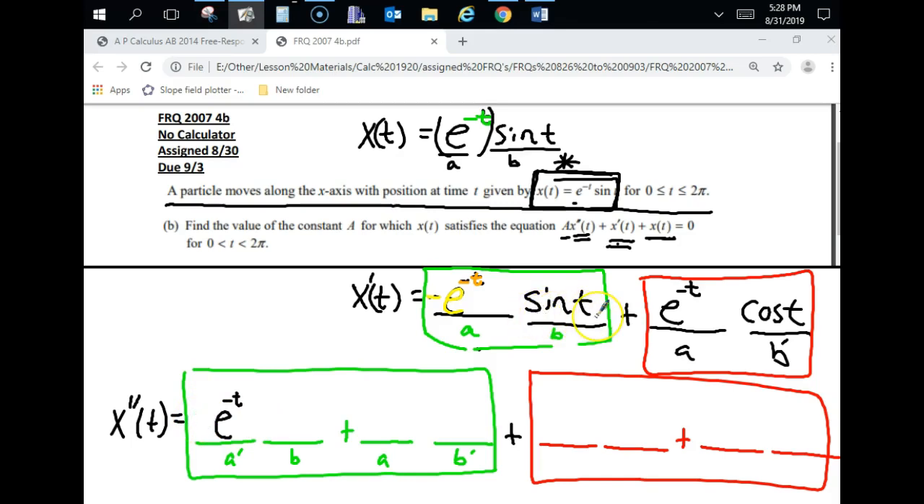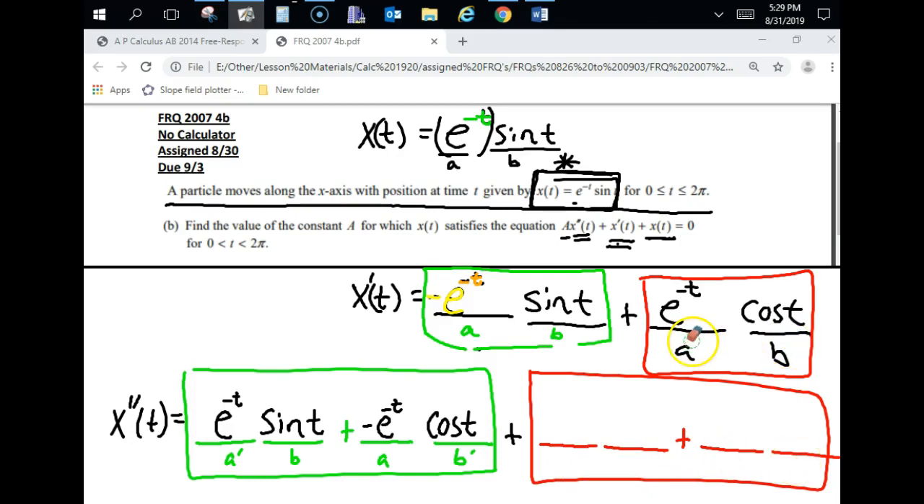Let's do this one now. Sine of t. B doesn't change, right? We're just going to put sine of t. Next, we do a without changing it. And then we do b prime. The derivative of sine is cosine. Okay? Now we come over here and we're going to do the other product rule.